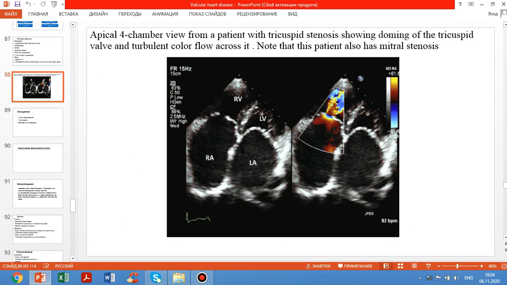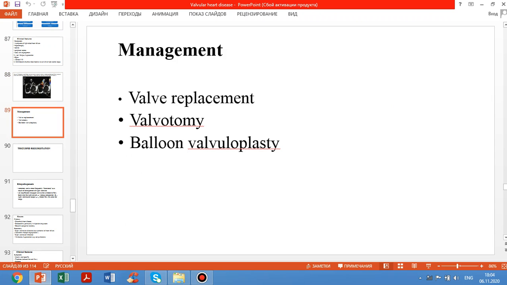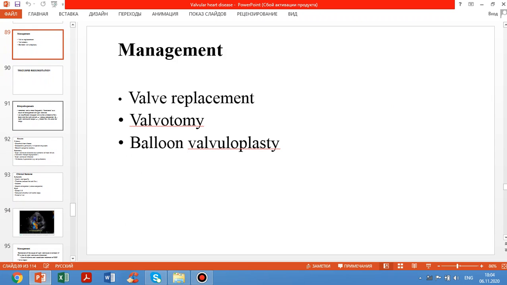In this slide you can see an apical four-chamber view from a patient with tricuspid stenosis, showing doming of the tricuspid valve and turbulent colored flow across it. Note that this patient also has mitral stenosis. Management: valve replacement, valvulotomy, or balloon valvuloplasty.